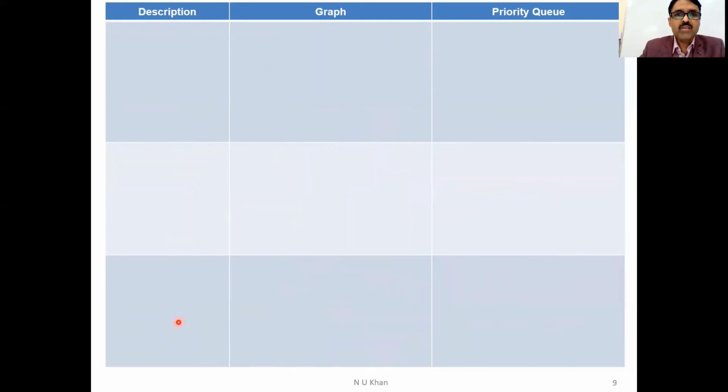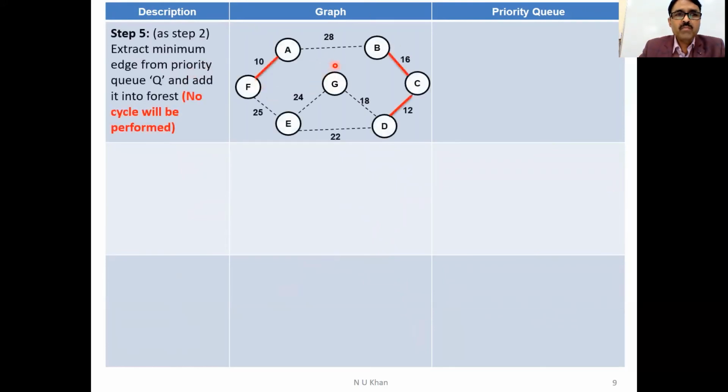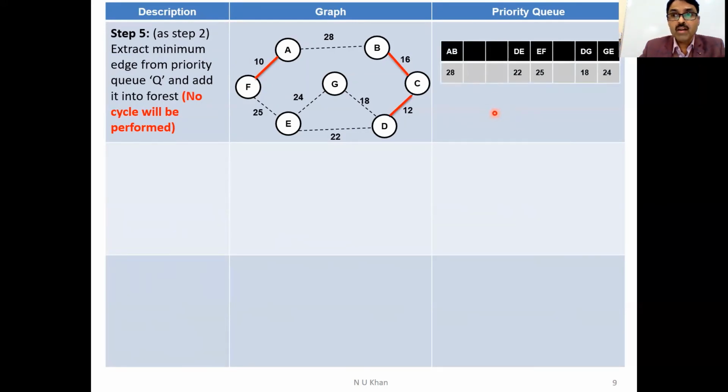Now in the next step, my original graph is this one. Now once again extract the minimum edge from a priority queue and add it to the forest. चेक ये कर लेना कि साइकिल तो नहीं बन रही है. साइकिल बनती है तो हम उसको वहां पे ऐड नहीं करेंगे. Right now priority queue have only 5 edges. Now extract minimum. So minimum is right now 18. So यहाँ से हम इसको remove कर देंगे.